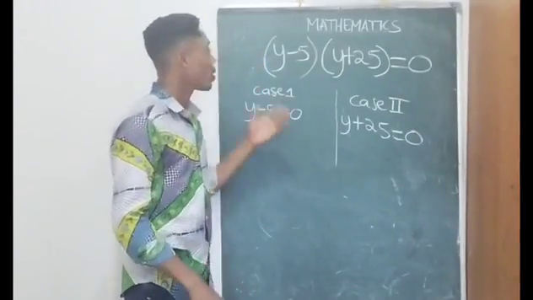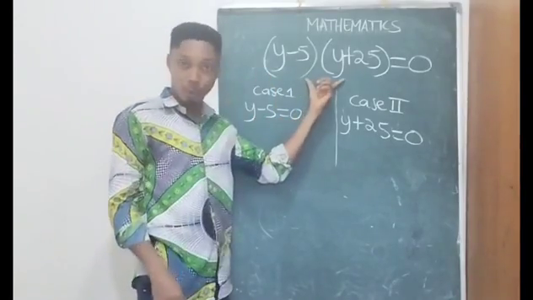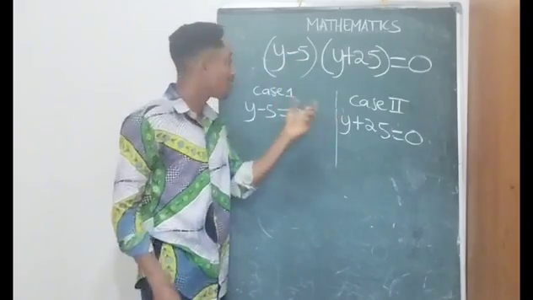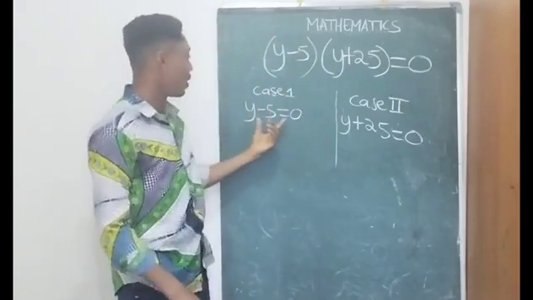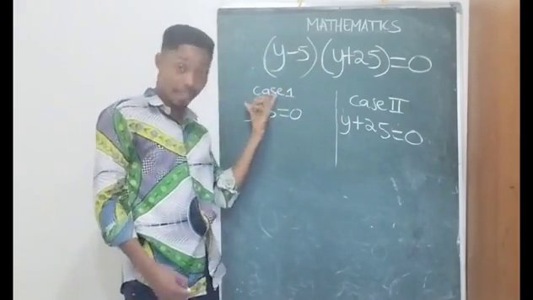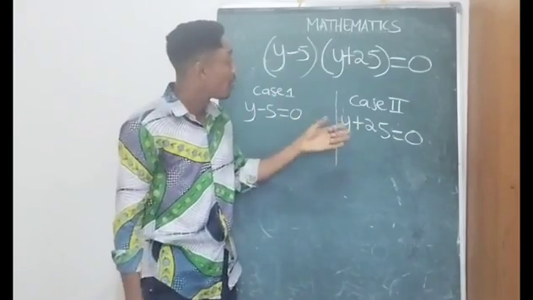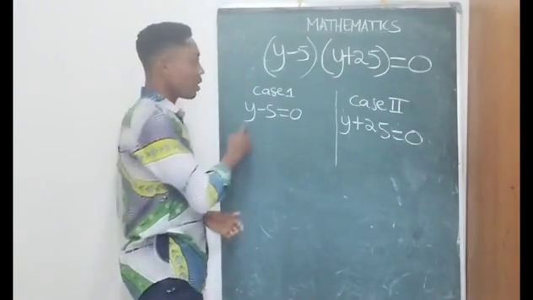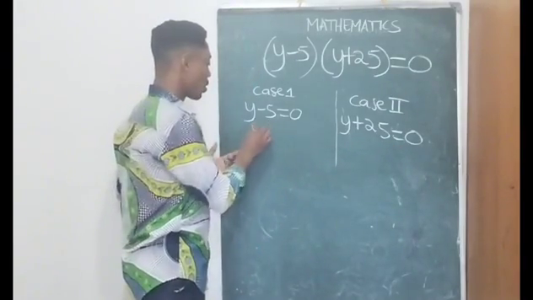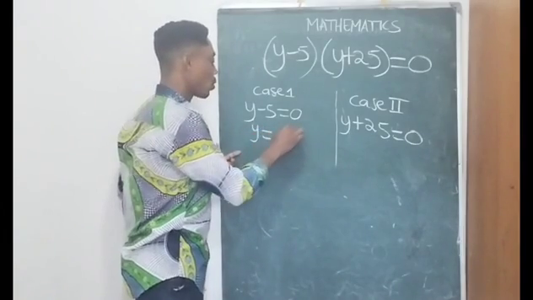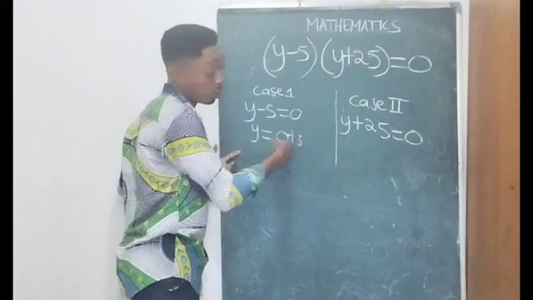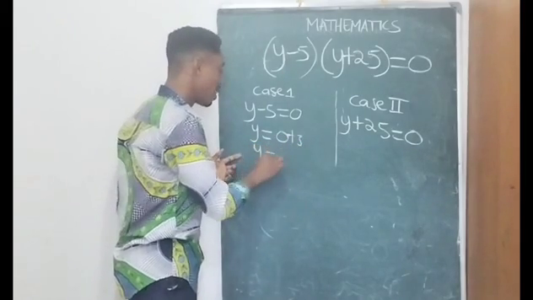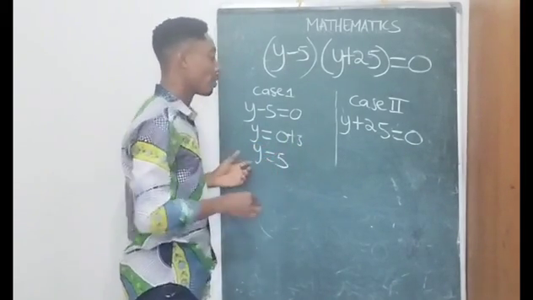So from that point, it is either this term is 0, we have the first case, or this term is 0. Now, in the first case, if y minus 5 is 0, of course, that is going to be y equals 0 plus 5. So, minus 5 crosses over and becomes a plus 5. So, y is equal to 5.